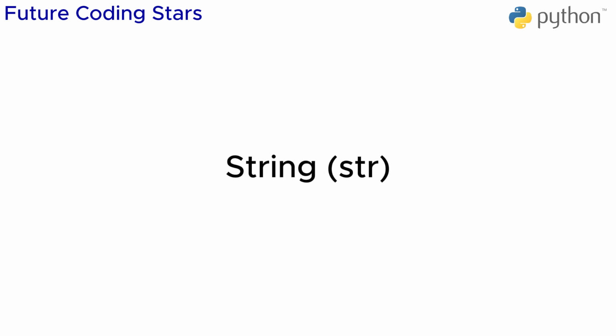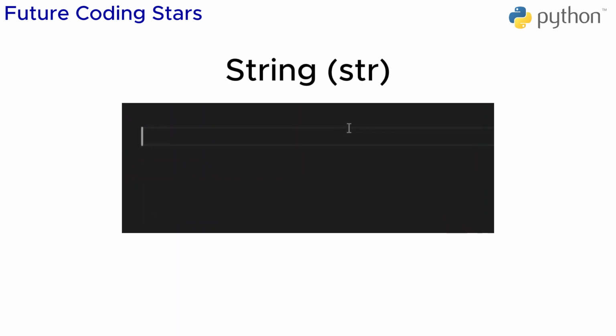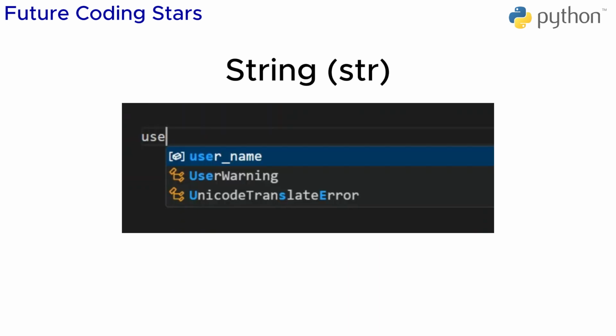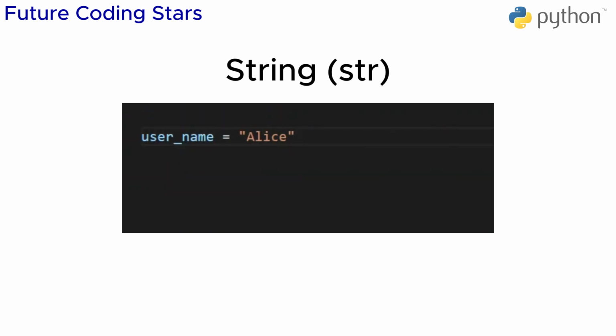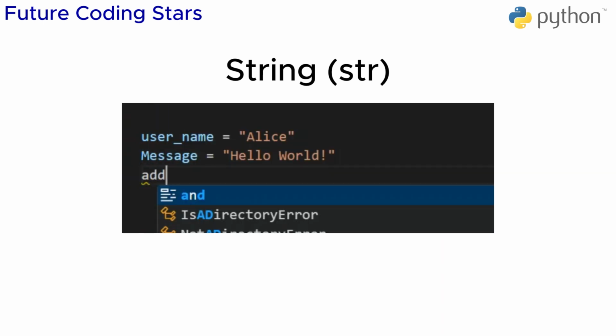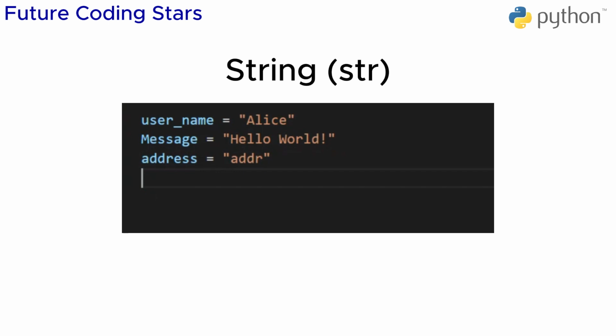Then we have strings, or str. Strings represent text. You create them by enclosing characters within either single quotes or double quotes. It doesn't matter which you use, as long as you are consistent for that string. Names, messages, addresses, these are all usually strings.